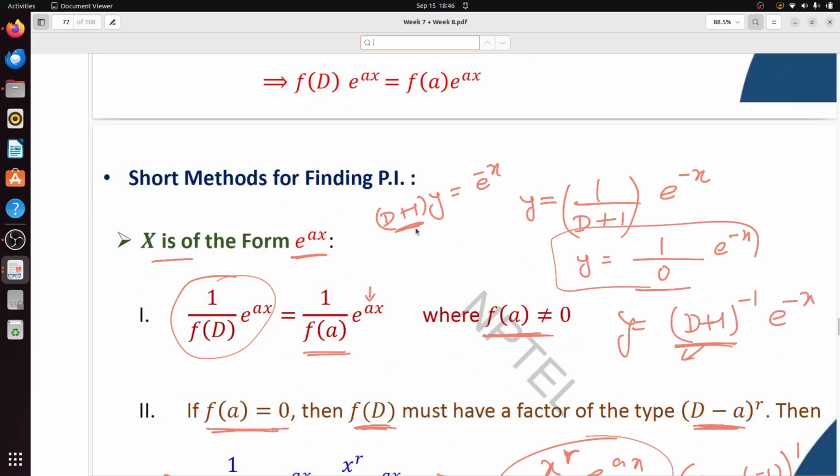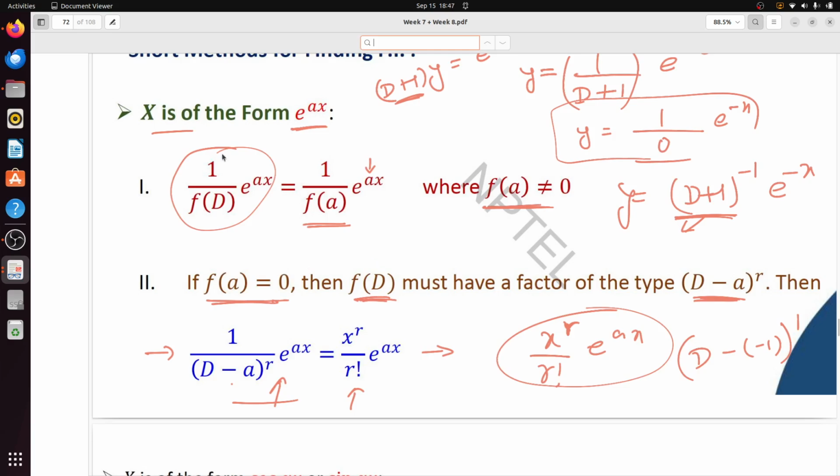Some short methods for finding particular integral. So f is of the form e to the power ax, and then your 1 by f(D) e to the power ax will be just, instead of f(D), you put a in the f(D) part, so that would be f(a). Now if your f(a) is equal to 0, that means you have a factor like (D minus a) to the power r, and then your particular integral will be x to the power r by r factorial times e to the power ax, because that means it has some repeated roots.